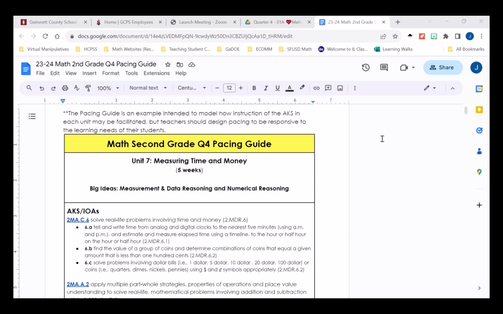Adding and subtracting fluency within 20, and adding and subtracting within 100 to solve 1- and 2-step word problems using drawings and equations with a symbol for the unknown numbers to represent the problem.